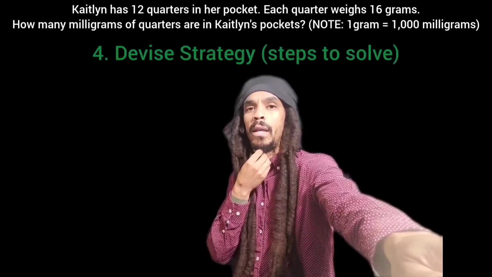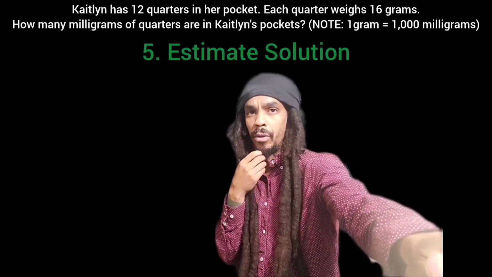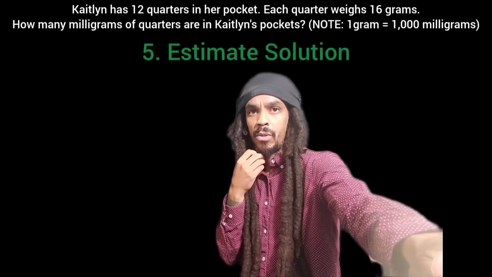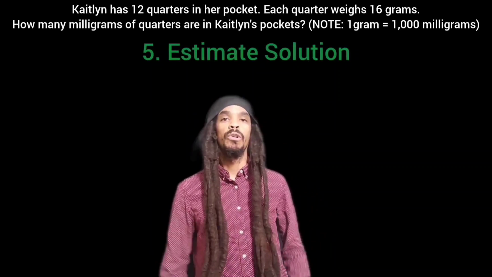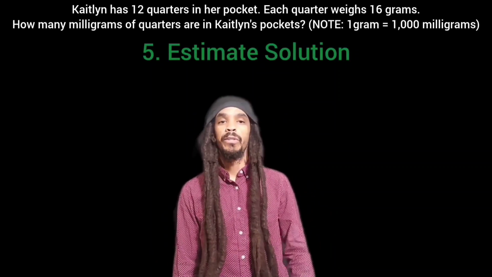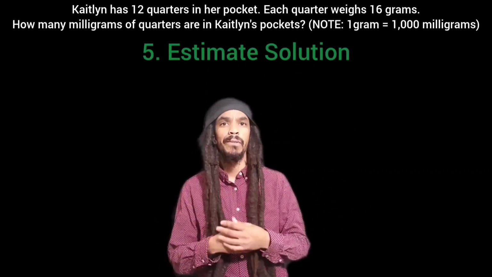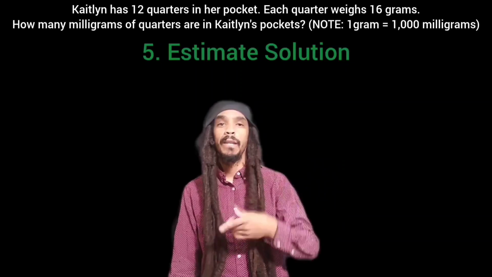So let's go ahead and estimate our solution. We'll do a real quick estimation, because we don't need something completely accurate. Let's just round the quarters. Instead of saying 12, we could just say 10, because estimation is really not about getting the exact answer. We just want to get something real quick. I'm going to round 12 quarters to 10 quarters.